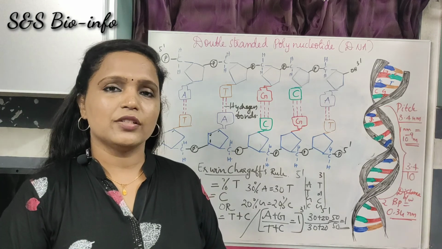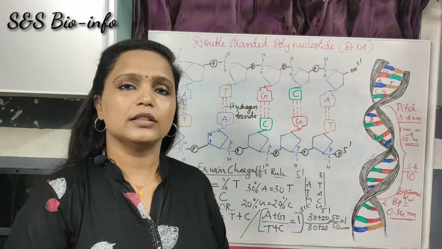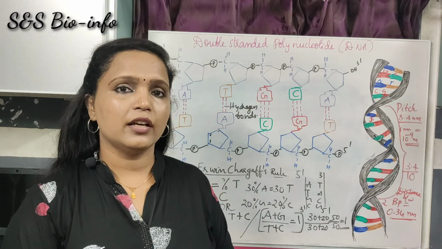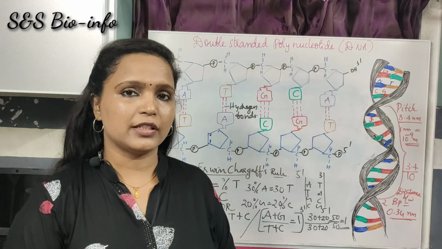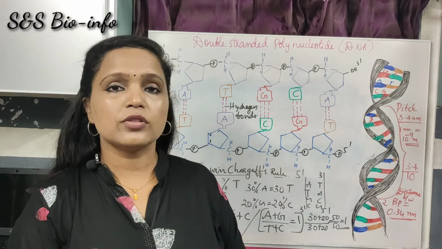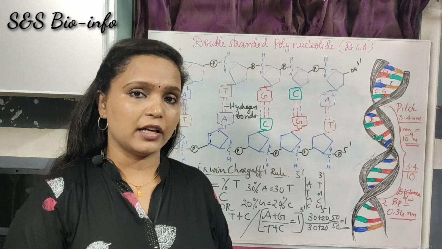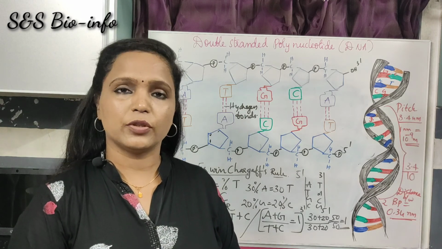Okay, dear students, today we have learned about the historical background of the DNA, the salient features of DNA, which was proposed by James Watson and Francis Crick, and also Erwin Chargaff's rule, the complementary base pairing rule. I hope you have understood the topic well.